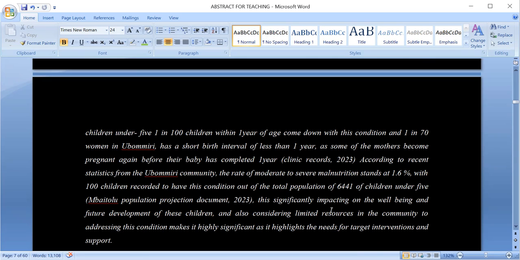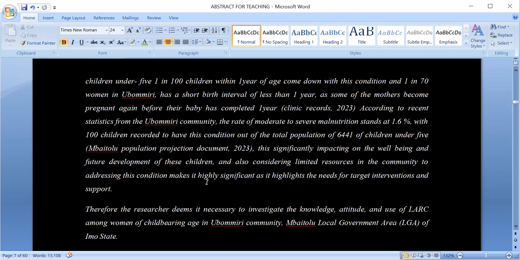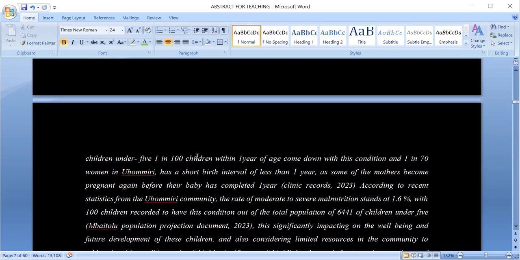This is significantly impacting the well-being and future development of these children, and also considering limited resources in the community to address this condition, it makes it highly significant as it highlights the need for targeted interventions and support. So when you look at this now, it gives you statistics, which makes it a social problem. There's a social problem here.